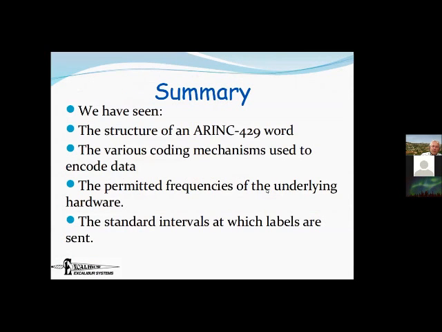Okay, so to summarize, we have seen the structure of an ARINC-429 word, the 5 fields and 32 bits. We've seen coding mechanisms: binary, BCD, ISO alphabet number 5, discrete. We've talked about frequencies of the hardware, 100 kilohertz or 12.5 kilohertz, and the intervals of the labels. Typical range 20, 25 milliseconds on the faster side to a second on the slower side.